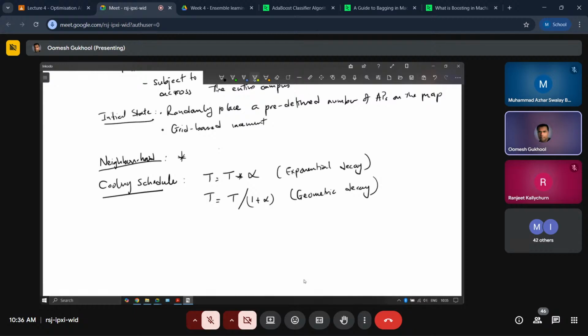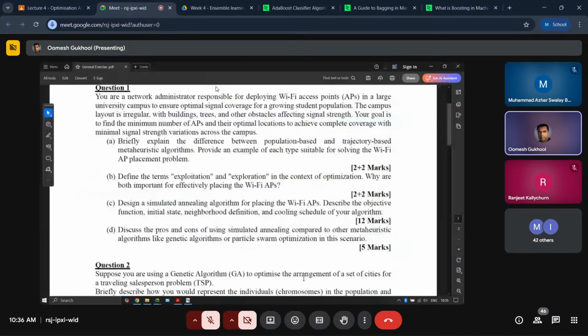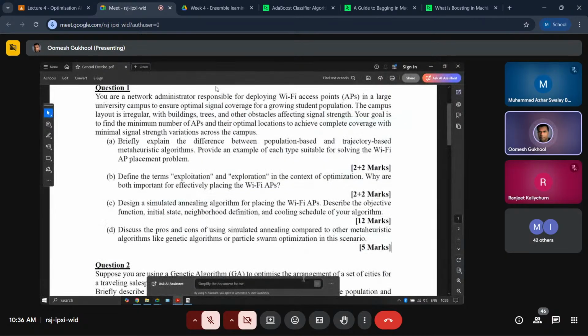So that's for the simulated annealing. That's 5 marks for that.